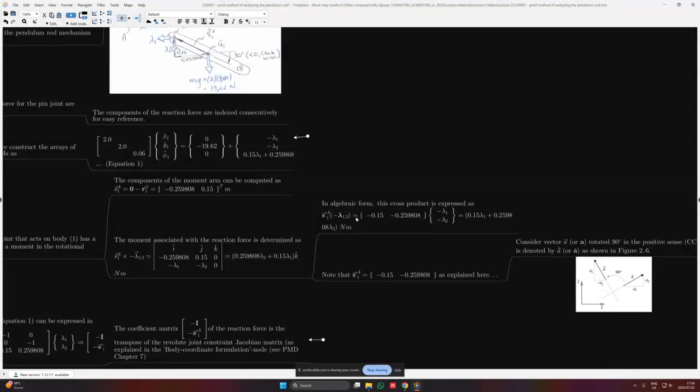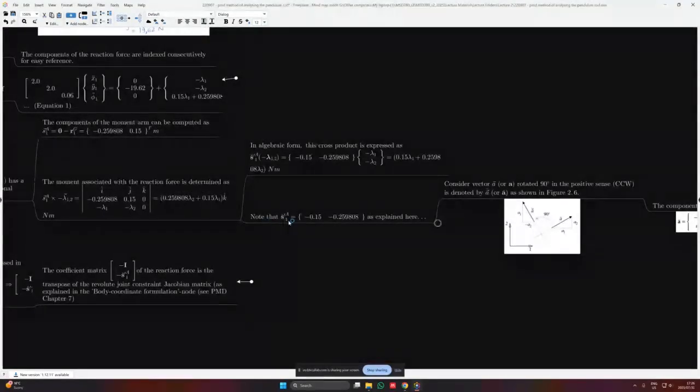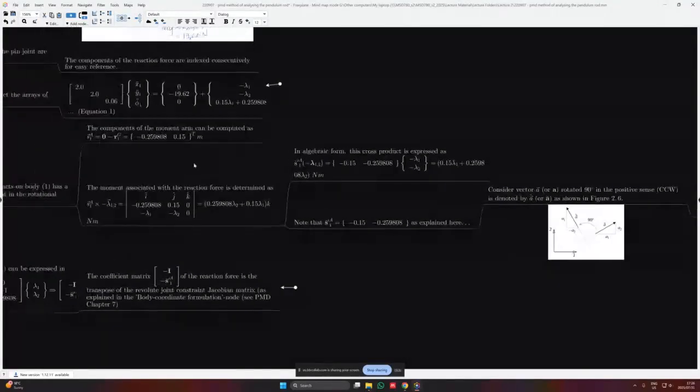So if I then equate this, I essentially get S1A cross product lambda 1, 2 just in its multiplication form over here. And it's still going to give me the same answer as what I got in equation 1. So we notice that S1 prime A rotated is equal to minus 0.15 and minus 0.259808. So it's a bit different to what we had previously. So these two elements that I have over here is S1A in its original form.